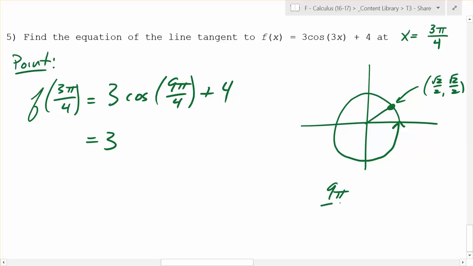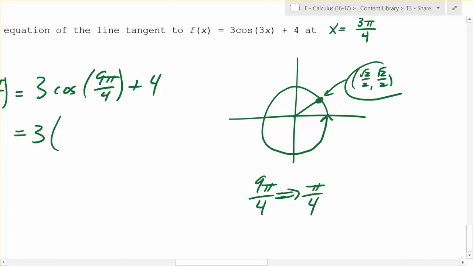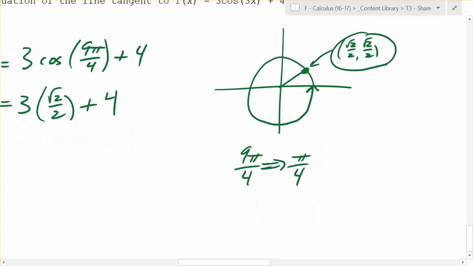9 pi over 4 is the same thing as what? Evaluating pi over 4, right? So what is cosine of 9 pi over 4 going to be? Both of these are positive, they're both right there. Oh, they're the same. Root 2 over 2 plus what? But don't we go into the negative quadrant? No. See that plus 4.